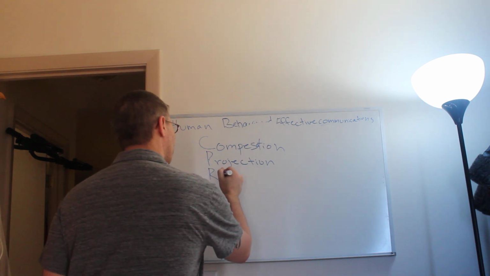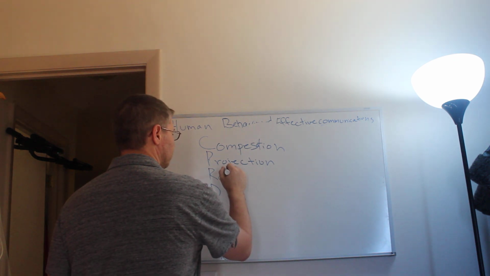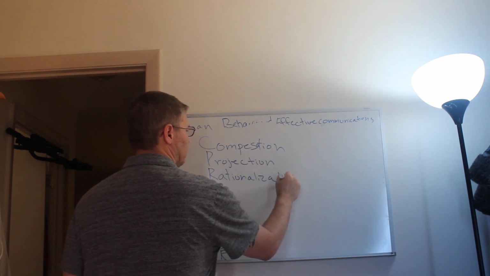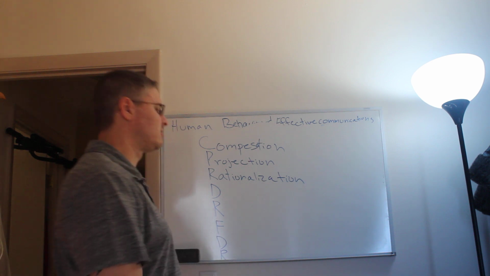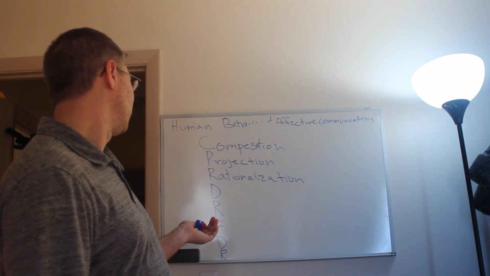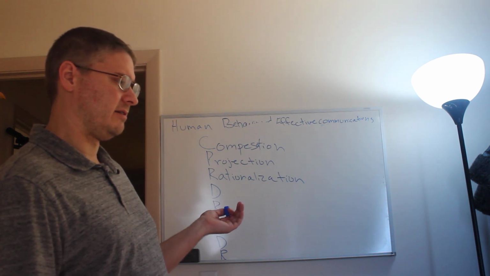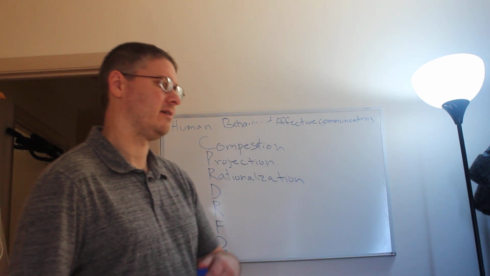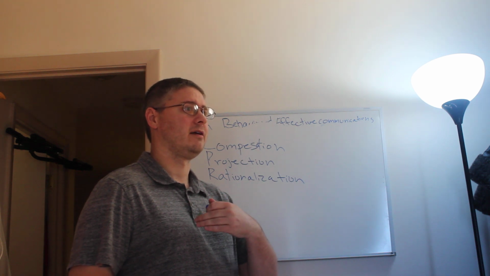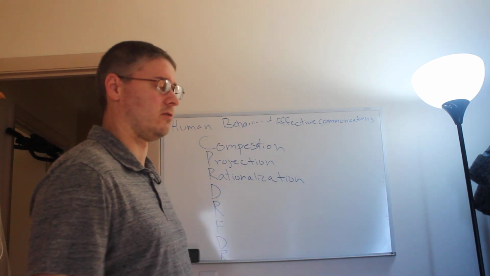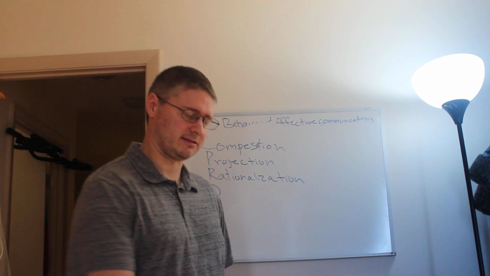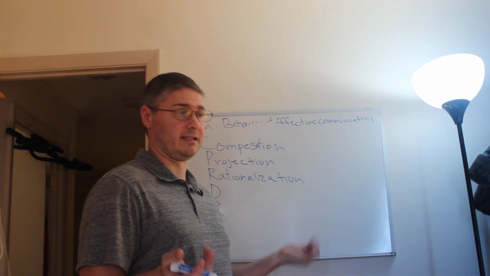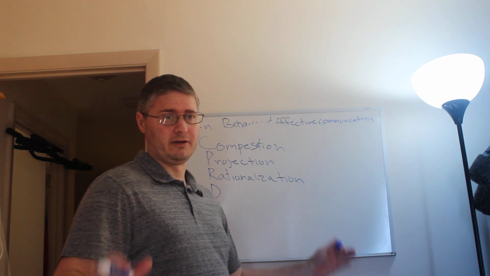Next would be rationalization. So rationalization is you don't accept that something you did wrong is your fault. You believe it's really someone else's fault. So just like going back to the bounce landing, it's the other pilot's fault. But in reality, it's your fault, but you don't believe that.